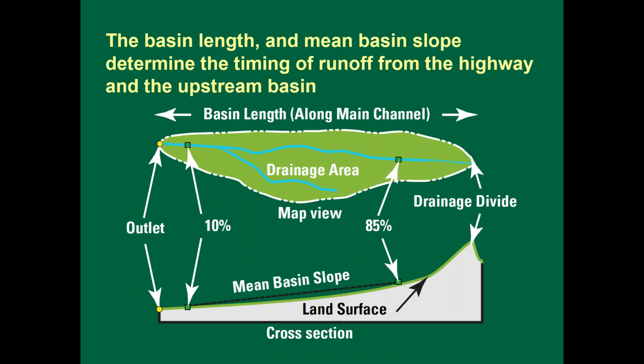All right, the next thing we want to look at is the timing of runoff from the upstream basin and the highway site. The basin length and mean basin slope determine the timing of runoff from the highway and upstream basin. And again, as we just described, we're looking at the area as the flux of rain. The drainage length along the main channel to the divide affects the timing, and the mean basin slope, which is usually fairly easy to calculate, also affects the timing.